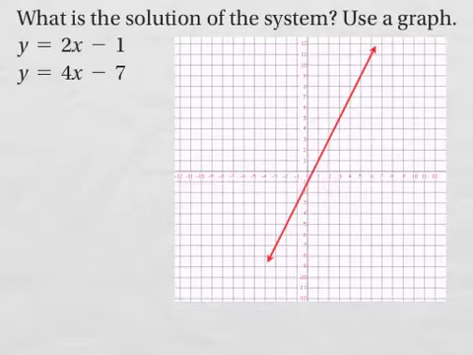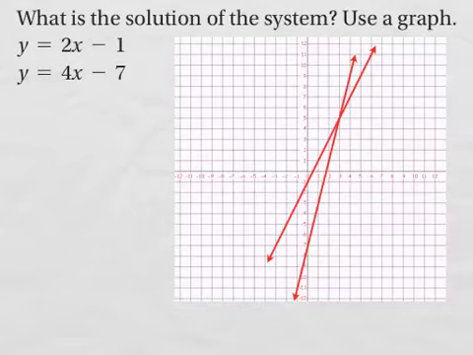The second equation is y equals 4x minus 7. I'm going to use the same coordinate plane. This time I'm going to start at -7 on the y-axis, that's my y-intercept, and then I'm going to count my slope from there. My slope in this case is 4, which means I'm going to go up 4 to the right 1, up 4 to the right 1, and go ahead and plot this line right here.